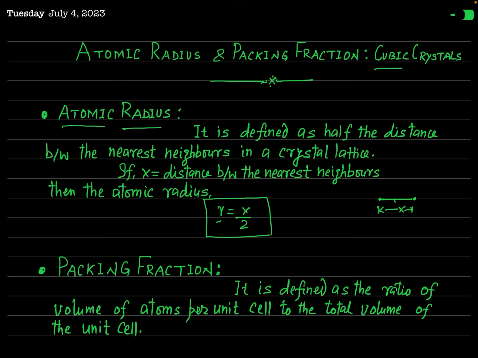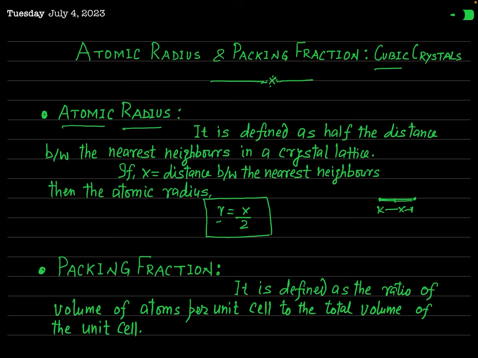Whenever we have to find the expression for the atomic radius of a crystal lattice, first of all we have to see which are the nearest neighbors and how much they are separated. Once you know the separation between the nearest neighbors, you have only to divide that separation by 2 and you will get the atomic radius. So this is a very simple concept, a simple definition.